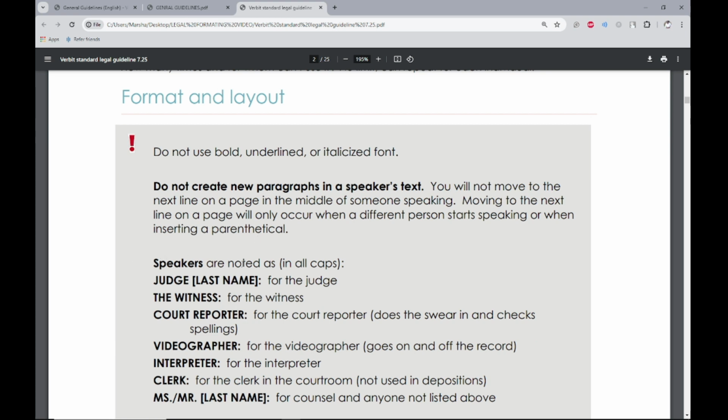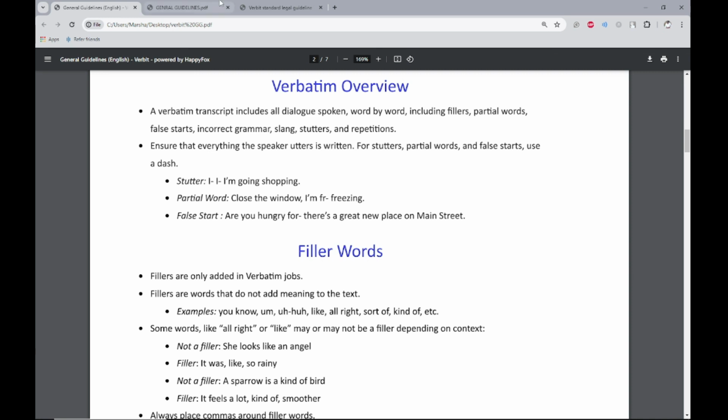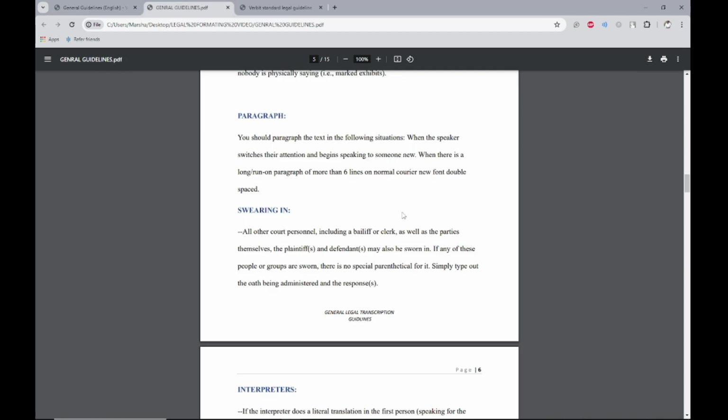Okay, now let me show you. So these guidelines are specific for Verbit.ai. That's why they are saying do not create new paragraph in speaker's text, but in general legal transcription, let me show you. Just a moment, I open this one.